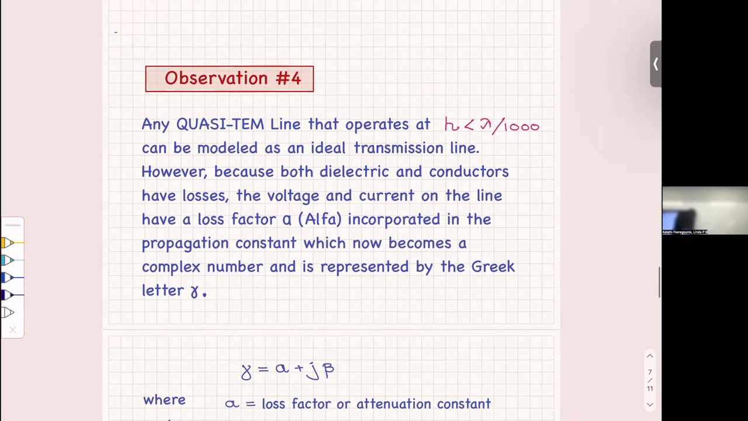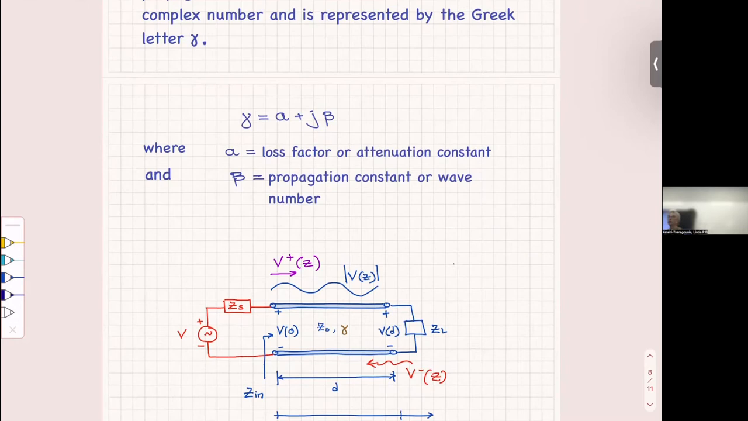a line that satisfies somehow this, where you comfortably feel that your edge is much smaller than your wavelength, can be modeled as an ideal transmission line. All right? An ideal transmission line means a pure TEM. That does not mean that an ideal transmission line does not have losses. All right? So you can have an ideal transmission line, but with losses in there. So that is going to take us to looking at transmission lines with losses in the system, which we have not done in 322. So what happens if you have a transmission line with losses?